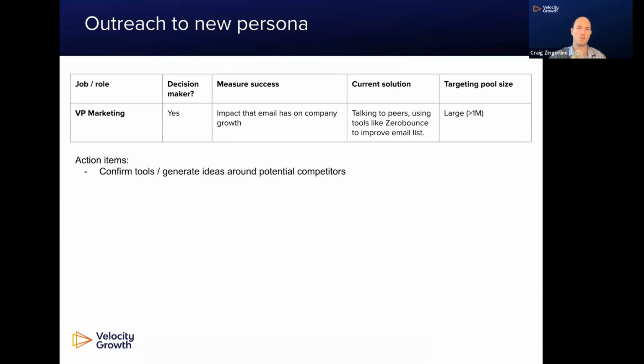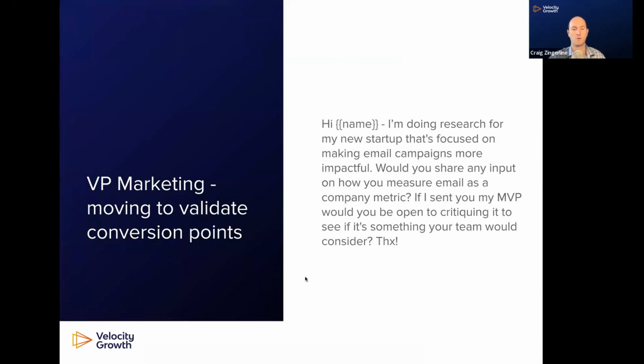Now I wanted to outreach to a new persona, this VP of marketing. So the VP of marketing, I had some additional assumptions coming in. What I was mostly trying to do was move to validation around conversion points, because for a $49 product, again, I'm not going to spend a ton of time trying to just get in the door. I want to just see, is this viable if I send this person something to respond to?